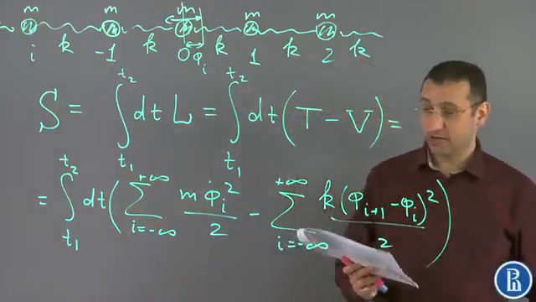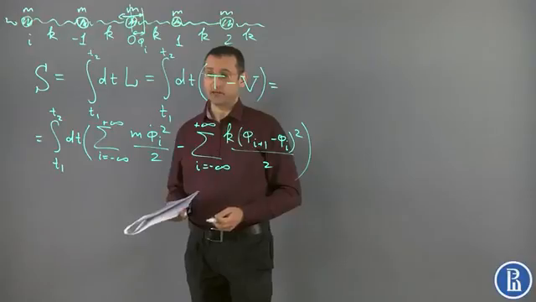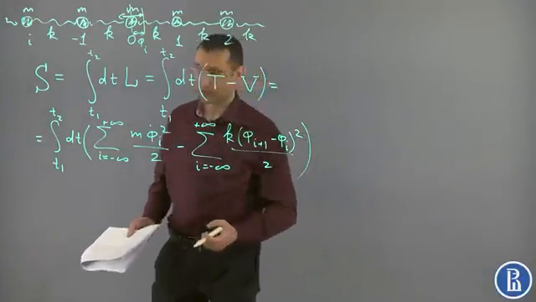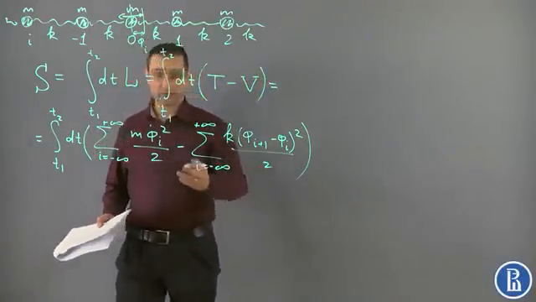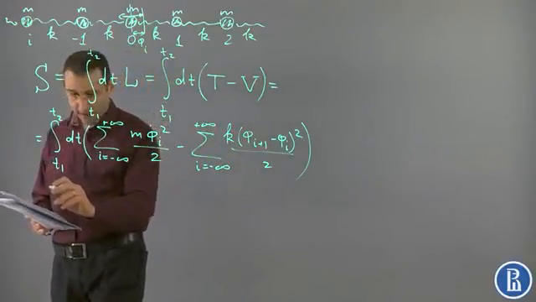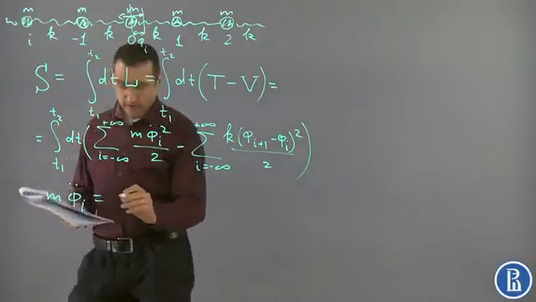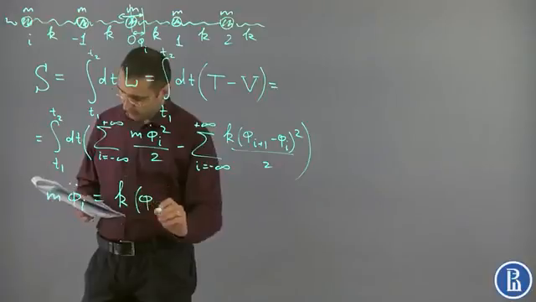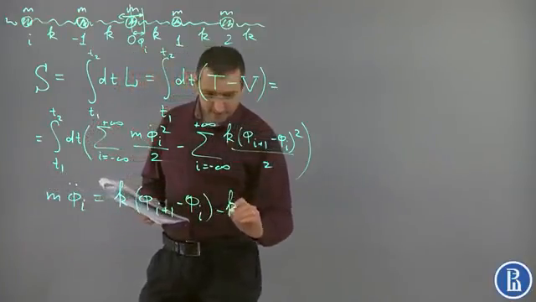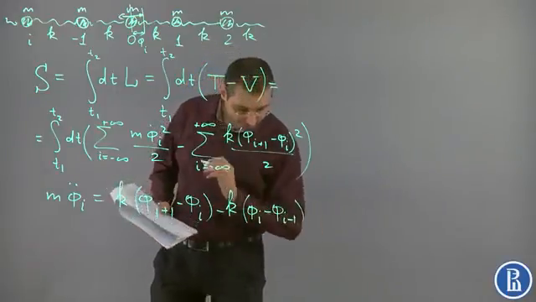Now, it's not hard to see, I assume that listeners of this course know the minimal action principle, at least in the non-relativistic situation. And the minimal action principle in the non-relativistic situation leads from this action to the following equation: m phi_i double dot is equal to k(phi_{i+1} minus phi_i) minus k(phi_i minus phi_{i-1}).